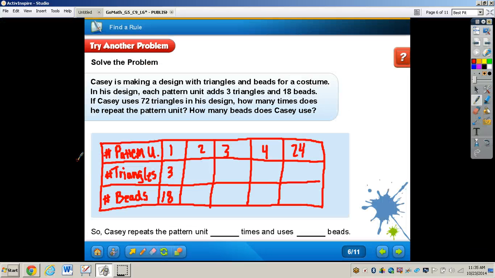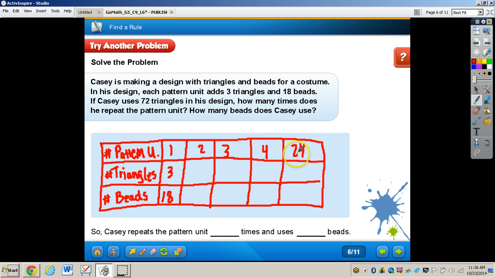Okay, now what I want you to do is take a look at my table that I have set up. So this is how you would go about solving a problem like this. We think about what we know, and then that's going to help us figure out what we don't know. The information that we do know is that for one pattern unit we have 3 triangles and 18 beads.